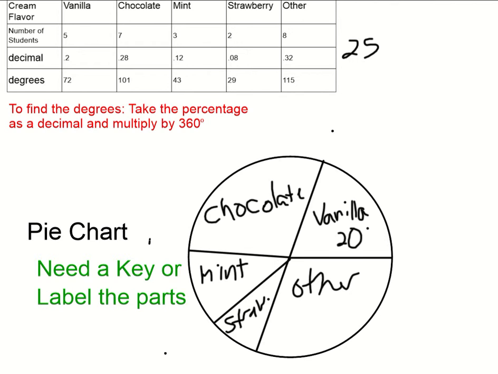Pause the video here and go through and put in those percentages. And so there you have it. We have our pie chart all made, with all our percentages in it. So that is a pie chart.